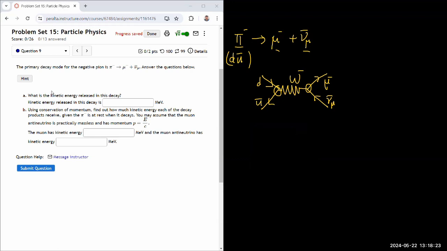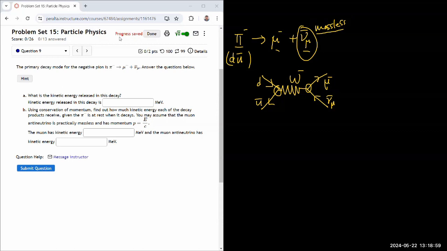So it's asking, what is the kinetic energy released in this decay? For that, I need to know the mass differences between the particles that are interacting, and we will treat the neutrino as being practically massless. And frankly, muon neutrino probably isn't massless, but we don't know how much mass it has. We know that it must be less than, I don't know, 1 electron volt. So we'll treat it as practically massless.